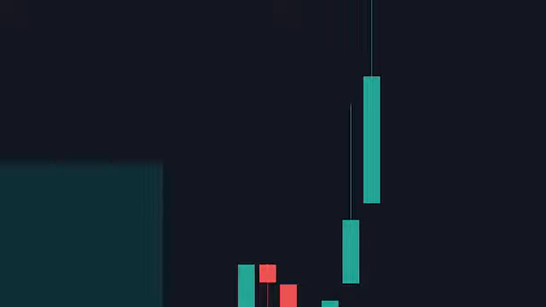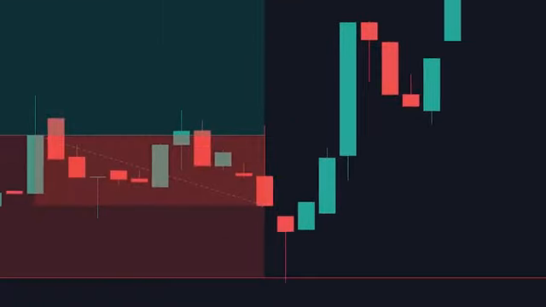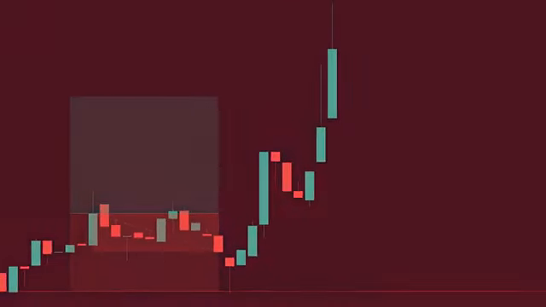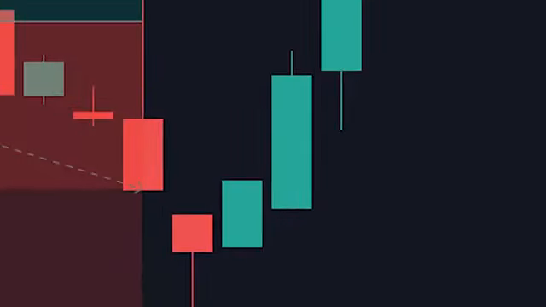But unfortunately, the price barely hit your stop loss before doing so, resulting in a losing trade, and most importantly, missing out on all this profit.